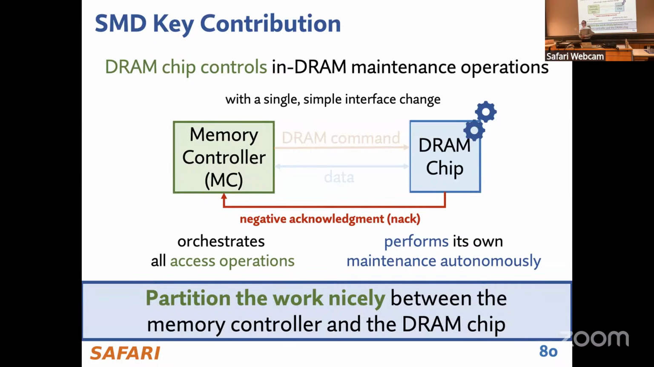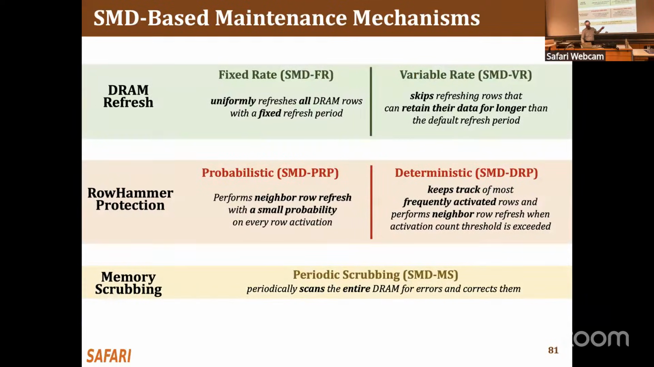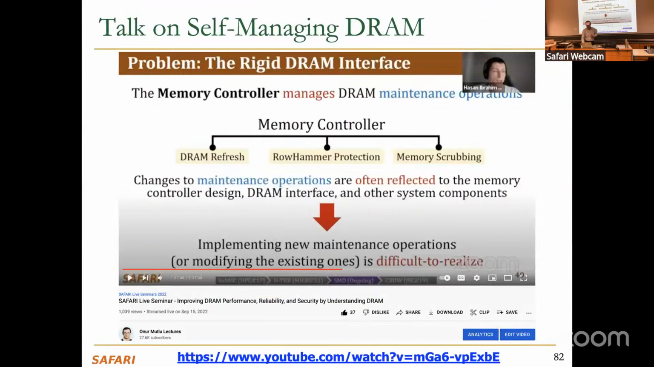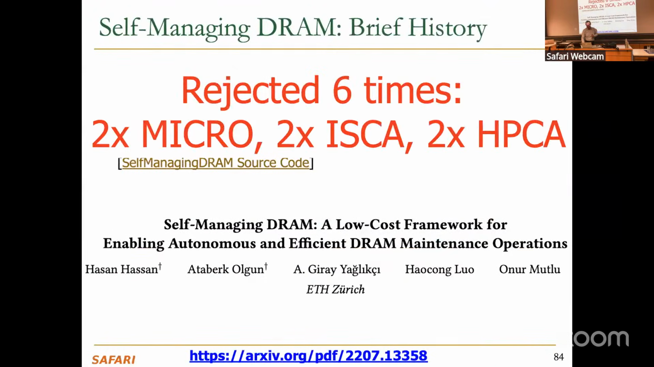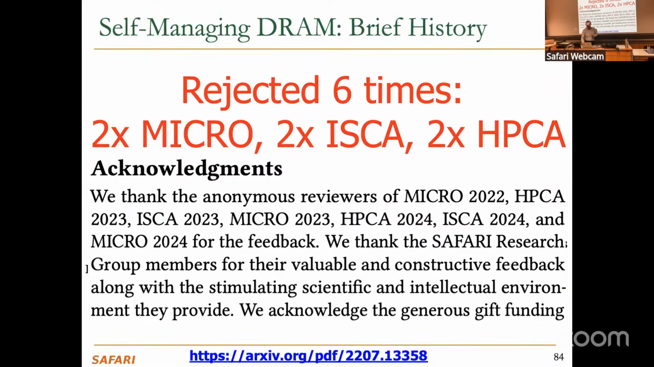There are business reasons why some really good ideas may not easily get implemented, but that doesn't mean that people should not be developing those ideas and demonstrating their benefits, right? Okay, so we demonstrated that you can actually do better DRAM refresh, better RowHammer protection, better memory scrubbing this way. And you know the story. This was rejected many times.